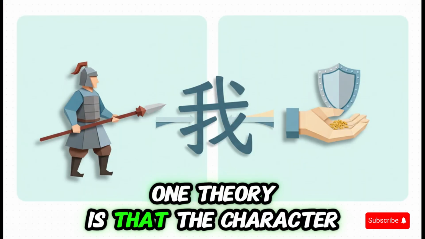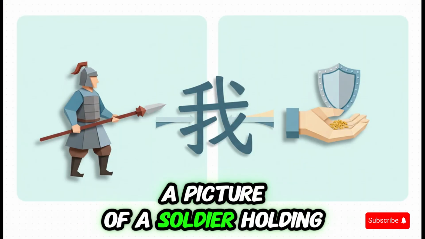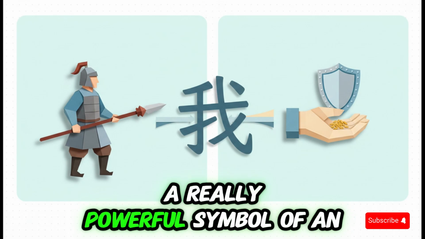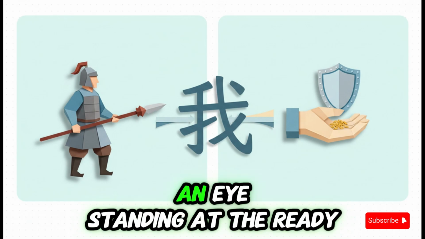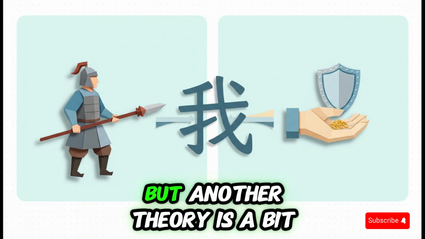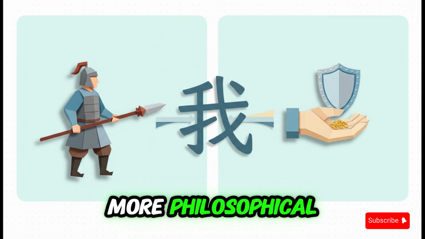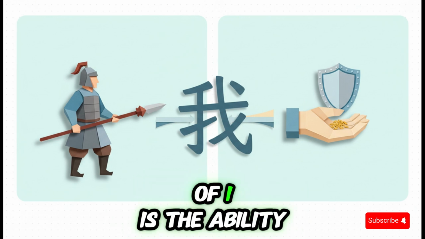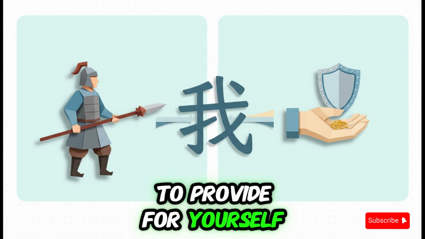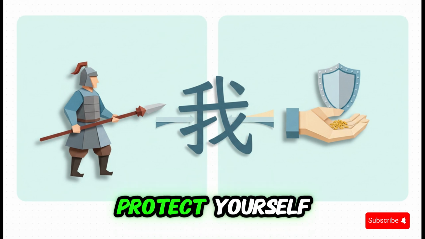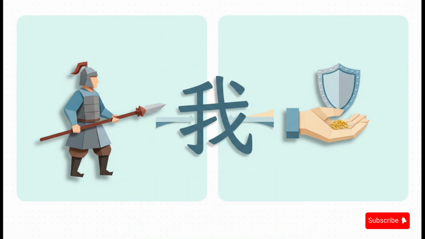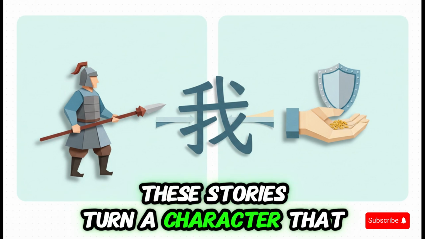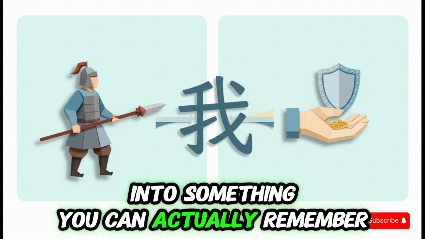One theory is that the character is basically a picture of a soldier holding his weapon, a really powerful symbol of an individual, right? An I standing at the ready. But another theory is a bit more philosophical, that the very core of the self, of I, is the ability to provide for yourself, represented by the hand, and to protect yourself, represented by the weapon. Either way, these stories turn a character that looks random into something you can actually remember.